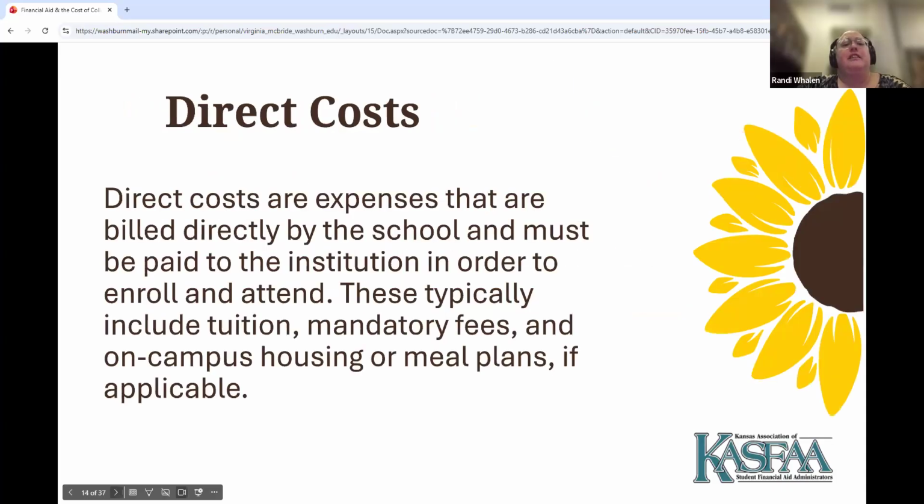Direct costs. Direct costs are expenses that are billed directly by the school and must be paid to the institution in order to enroll and attend. These typically include tuition, mandatory fees, and on-campus housing or meal plans if applicable.